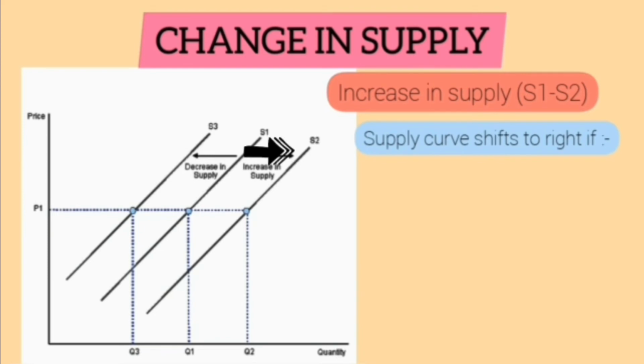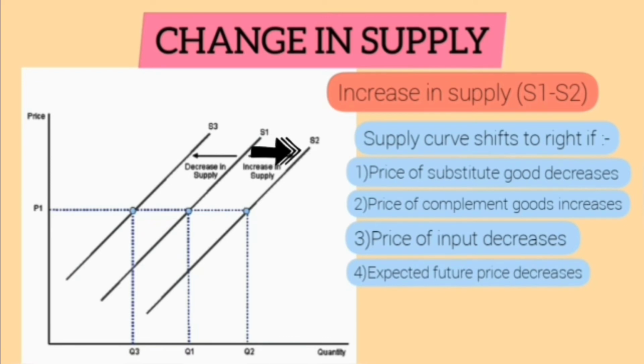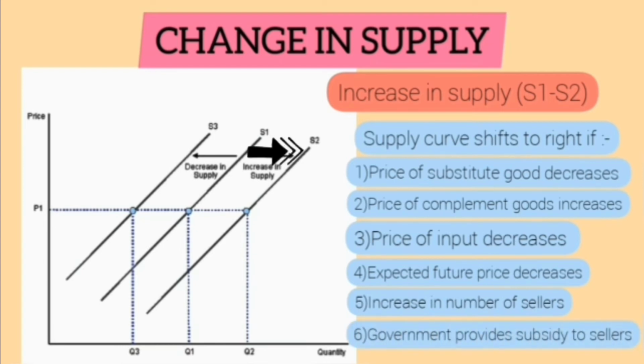The supply curve shifts to the right if: number 1, price of substitute goods decreases; number 2, price of complement goods increases; number 3, price of input decreases; number 4, expected future price decreases; number 5, increase in number of sellers; and the last one, government provides subsidy to the seller.